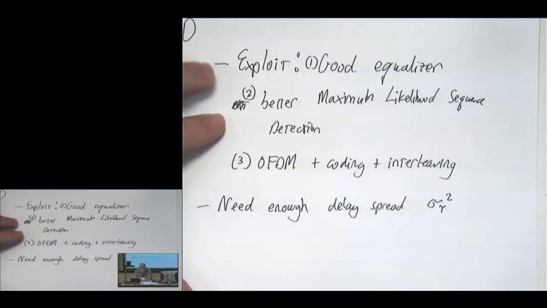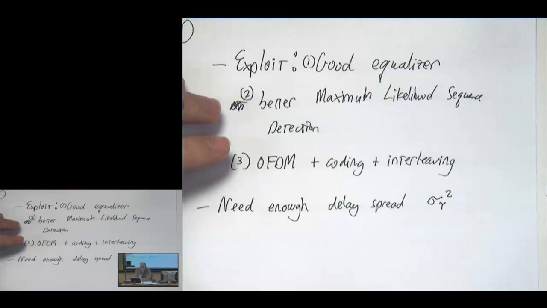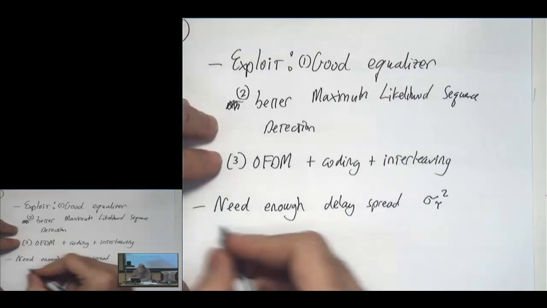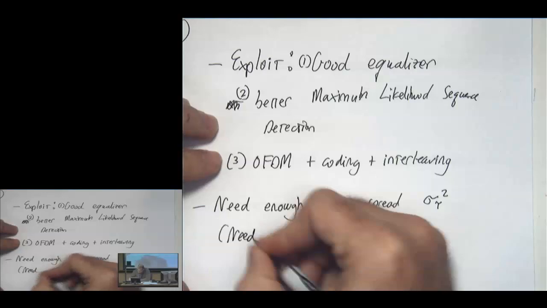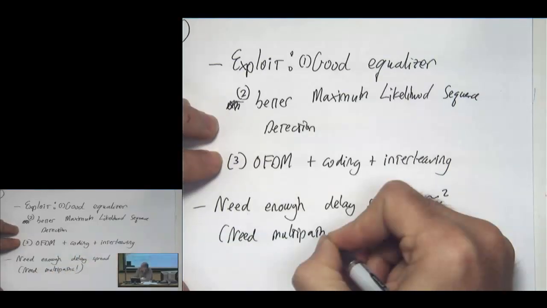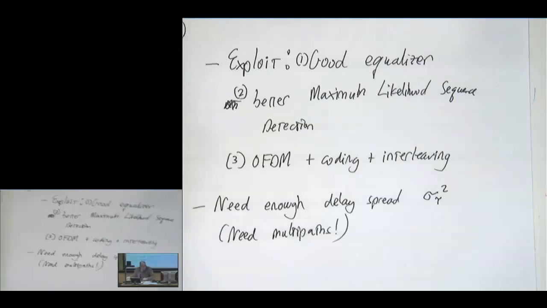Right, equivalently, your power delay profile has to be spread out enough, and that's not always the case. If you're in a rural environment, there's not a lot of reflections, maybe you don't have many paths coming in. In this room, we have a lot of paths coming in, but the maximum path arrival time difference is going to be 20, 30 nanoseconds, so maybe not enough. So you need to be in an environment where you've got a lot of multipaths. So again, not something that you can always rely on.